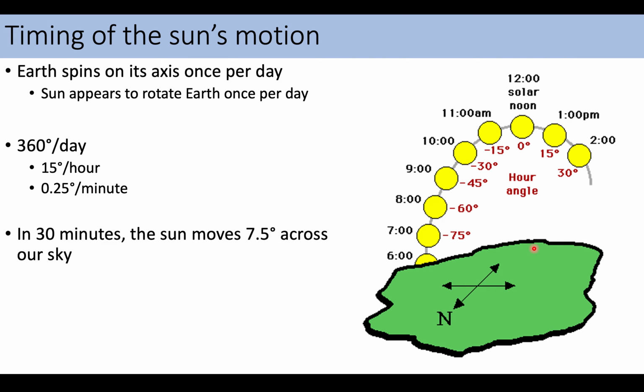So for example, if you are standing here, at solar noon, the sun is directly above with an angle of 0. After 1 hour, the sun is offset by 15 degrees. This is 1 p.m. The sun has moved 15 degrees. By 2 p.m., the sun has moved 30 degrees. So at 10 a.m., before noon, the sun will be 30 degrees offset from the highest position in the sky. So in 30 minutes, let's say at 12:30, the sun would have moved 7.5 degrees across our sky.